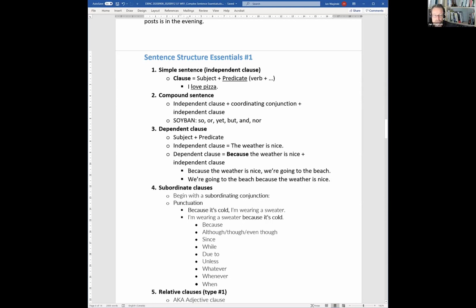I suspect that some teachers tell students not to start sentences with because, and the students then don't put in the independent clause. They just do something like this. Okay, so this is no good. But as long as you've got an independent clause in there, that's perfectly fine.